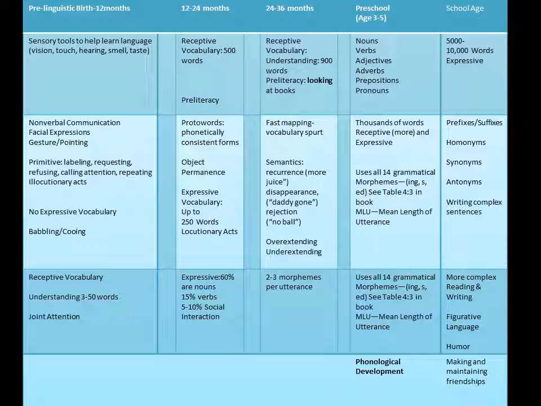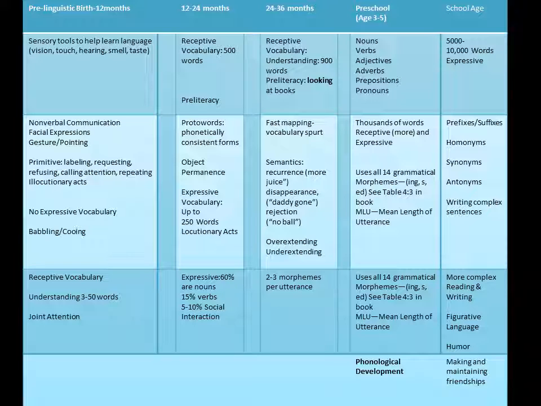Then children enter into what we call the school age. That's 5 years plus, so kindergarten on up. And oral language continues to progress and expand in all 5 areas of language. Remember, those 5 areas are phonology, semantics, syntax, morphology, and pragmatics. Children have 5,000 to 10,000 words expressively now. They're using a lot of words.